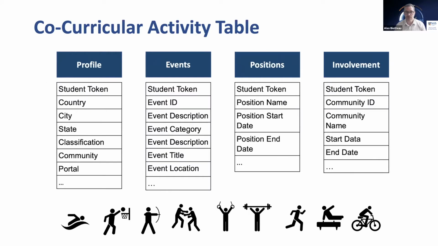Among other tables, you can also find information on co-curricular activity, for instance, that can be linked to other activities, to performance in the class, some grades, or social background, for instance.